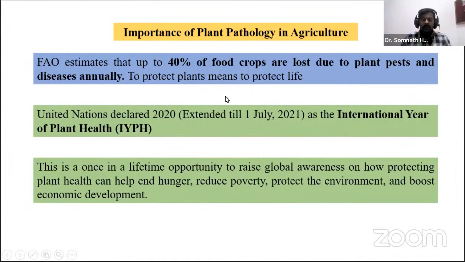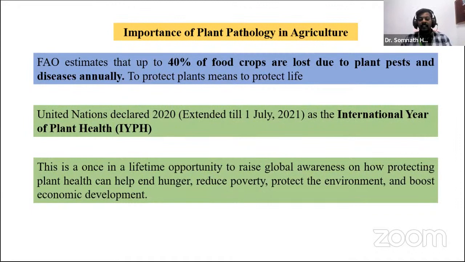So today we learn about major fungal diseases of cereals as well as the cash crops. We know all about the importance of plant pathology in agriculture. Protecting the plant means we are protecting life, right? It has been estimated that up to 40% of the food crops are lost due to plant pests and diseases annually. And in 2020, the United Nations declared the International Year of Plant Health.